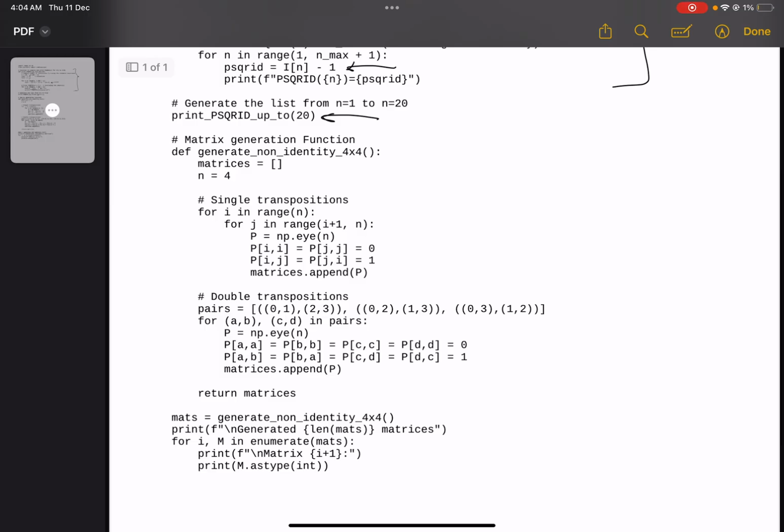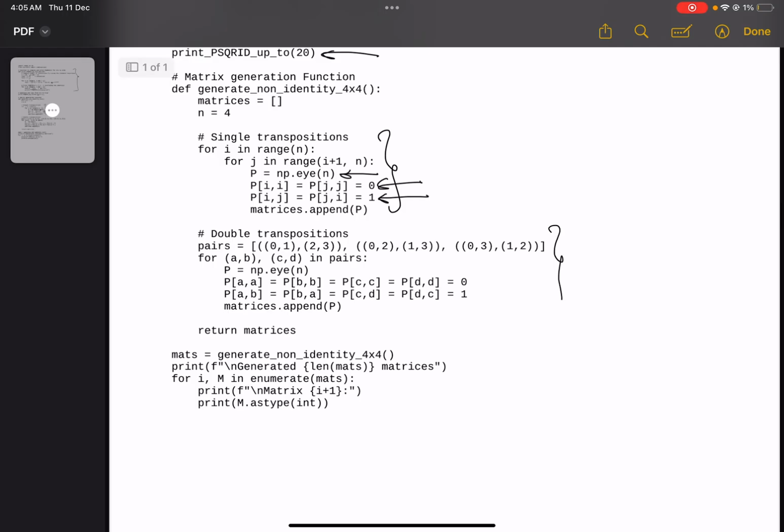As for the matrix generating functions, this is the number of single transpositions. So you swap once, as you can see. You get the identity first, set the diagonal elements to zeros, and then swap the other ones. As for double transpositions, you only get 3 sets. There are 3 ways to partition the 4 numbers 0, 1, 2, 3, and then you swap them. That's what this part is doing. And afterwards, you would have something like this that tries to print all of the generated matrices.